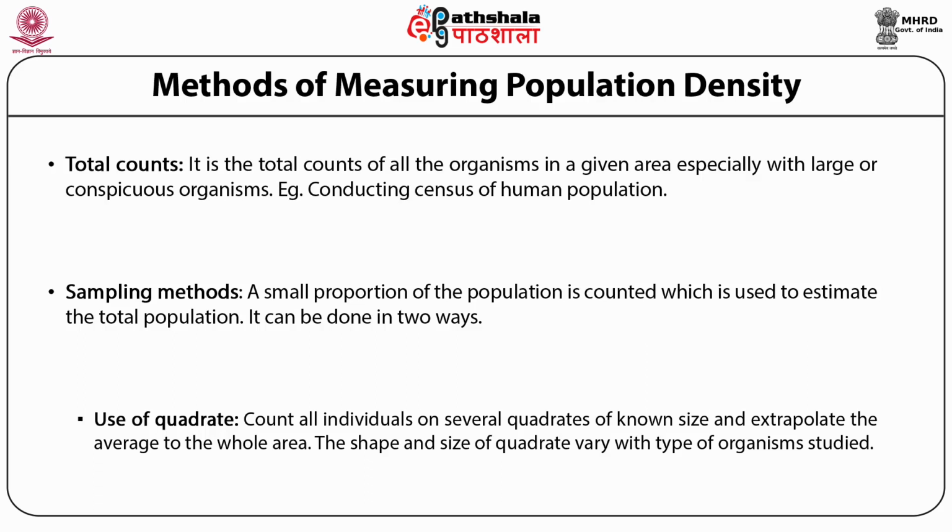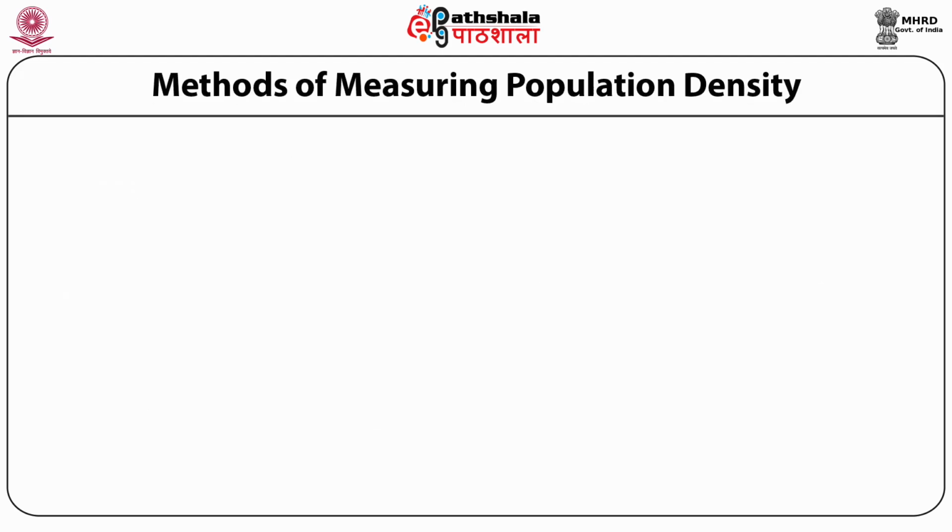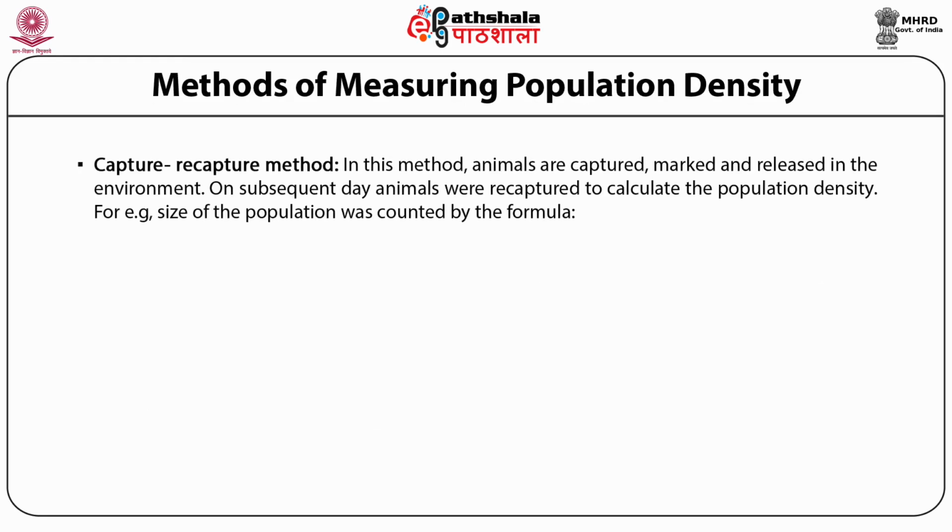This method is extensively used for plant populations and many invertebrates. Second is capture, recapture method. The simple type of populations method is known as Peterson method, as it was developed by scientist C.G.J. Peterson in 1898. This method is used to count larger animals like birds, fishes, etc.